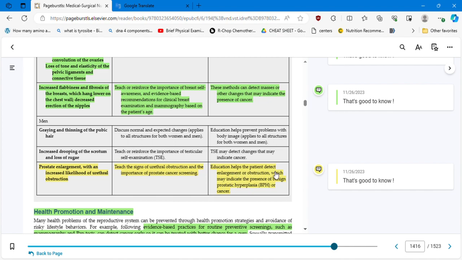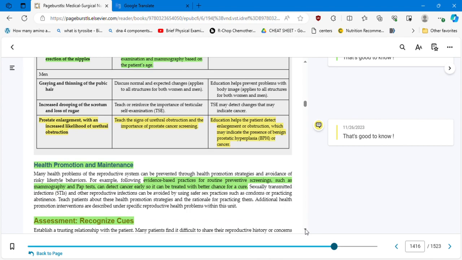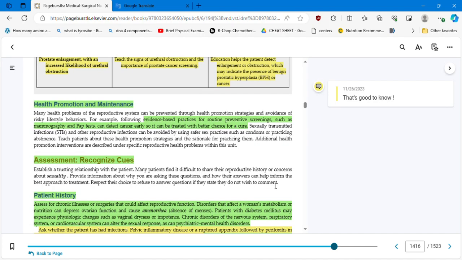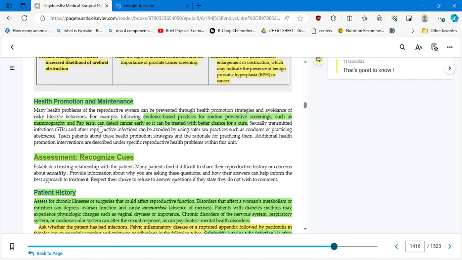Education helps the patient detect enlargement or obstruction, which may indicate the presence of benign prostate hyperplasia or cancer, and that's good to know. Okay, health promotion and maintenance. Evidence-based practices for routine preventive screening, such as mammography and Pap tests. Pap test is the same as Pap smear, Papanicolaou, cervical smear, okay? That can detect cancer early so it can be treated with a better chance for sure.